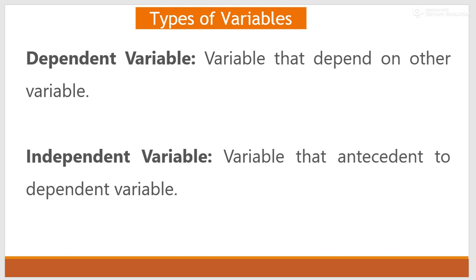First is the dependent variable. A variable that depends on another variable is known as a dependent variable. Independent variable: a variable that is antecedent to the dependent variable. So if we take the example of concentration and absorbance, as concentration increases, absorbance increases. So here absorbance is the dependent variable and concentration is the independent variable.